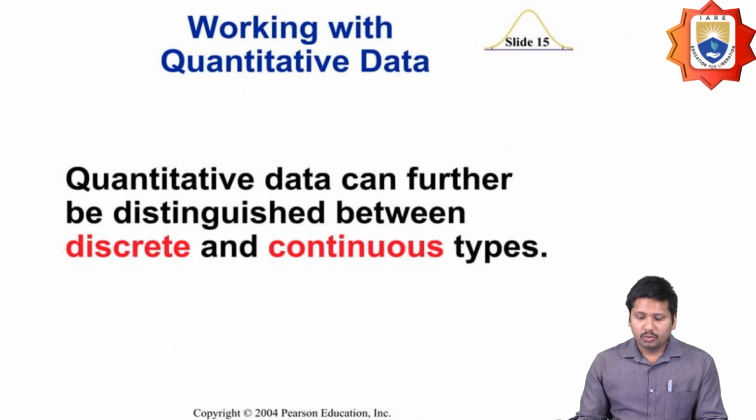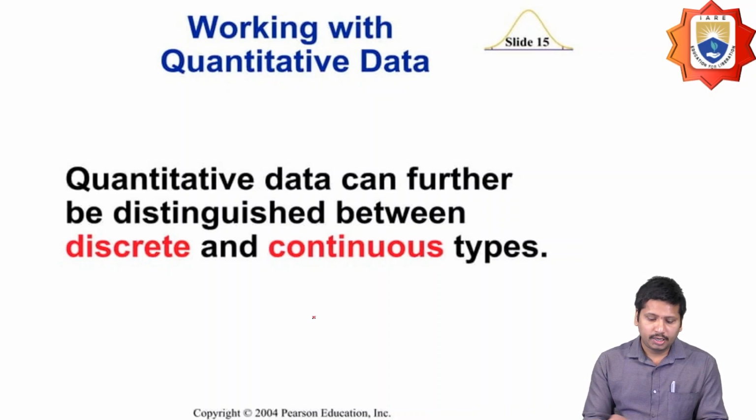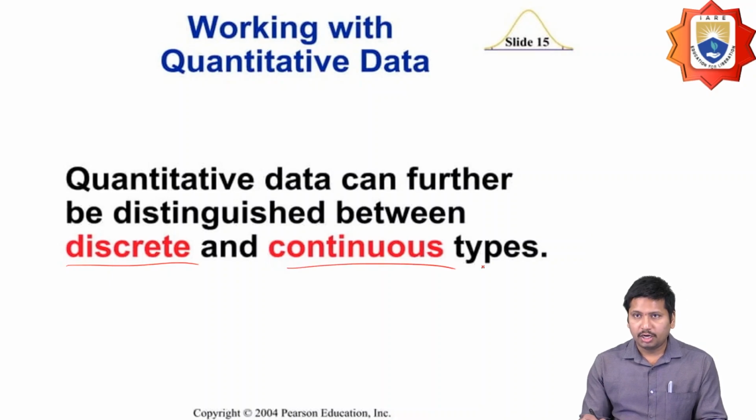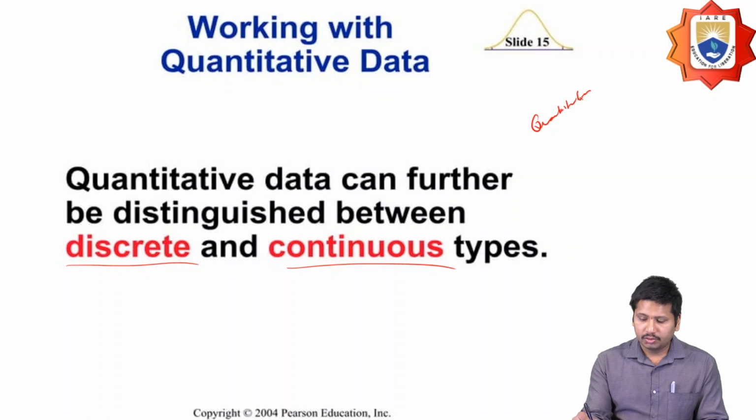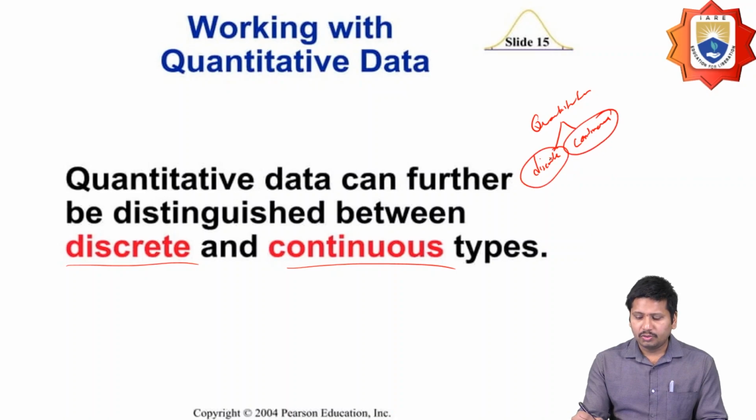Next, working with quantitative data. Normally this quantitative data can be further distinguished into two types, which we call discrete and continuous data. So the quantitative data is going to be described into two characteristics, discrete data and continuous data. What is discrete data and what is continuous data?